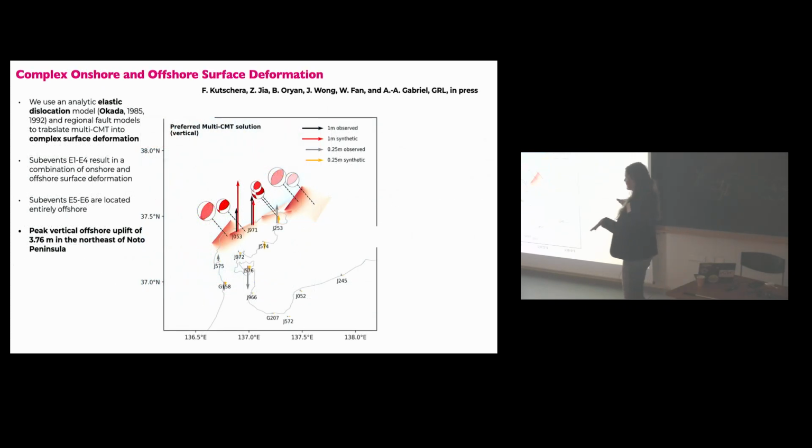So we use just Okada, an elastic dislocation model, and regional fault system geometries that are available. Japan has a fault community model in this region to translate this multi-CMT into complex surface deformations that you see here. And this is the vertical fit, not the horizontal fit. It's much harder to match, but important for tsunami generation. And importantly, the peak vertical offshore uplift is up to almost 4 meters in the northeast of the Noto Peninsula here, a lot of uplift offshore.